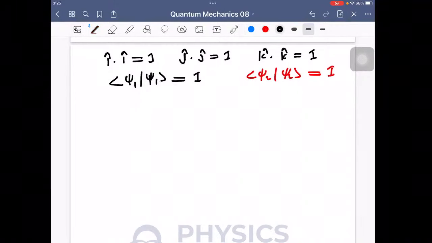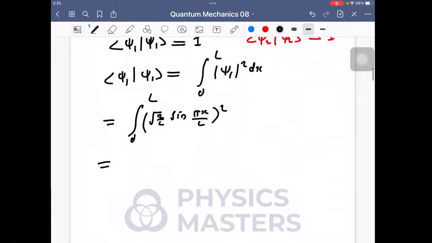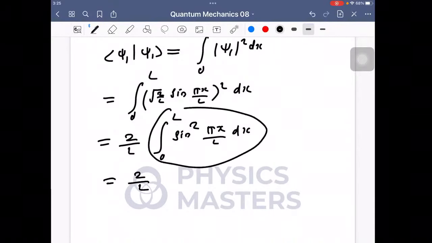So let us check for psi 1. The inner product of psi 1 with itself will be equal to integral 0 to L mod psi 1 square dx. So this will be equal to integral 0 to L, under root 2 by L sine pi x upon L, whole square. So this will be equal to 2 by L integral 0 to L sine square pi x upon L dx. So this is equal to 2 by L times the value of this integral, which is L by 2. Here 2 and 2 get cancelled, L and L get cancelled, so you will get 1. So psi 1 is normalized. Similarly, you can check psi 2 is also normalized, psi 3 is also normalized. So every basis in the Hilbert space is normalized and they are also orthogonal to each other.